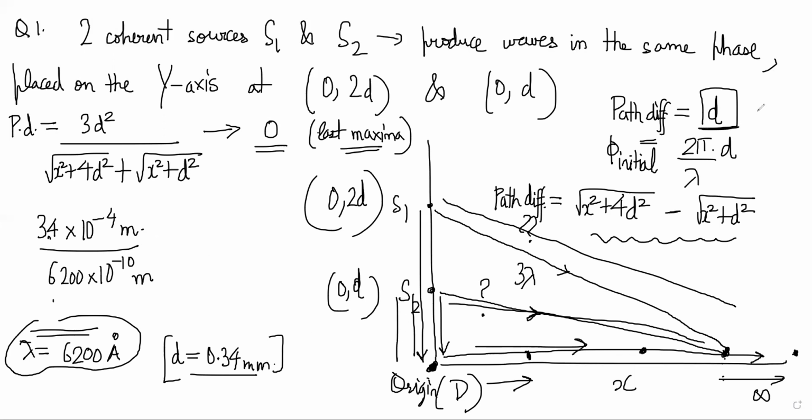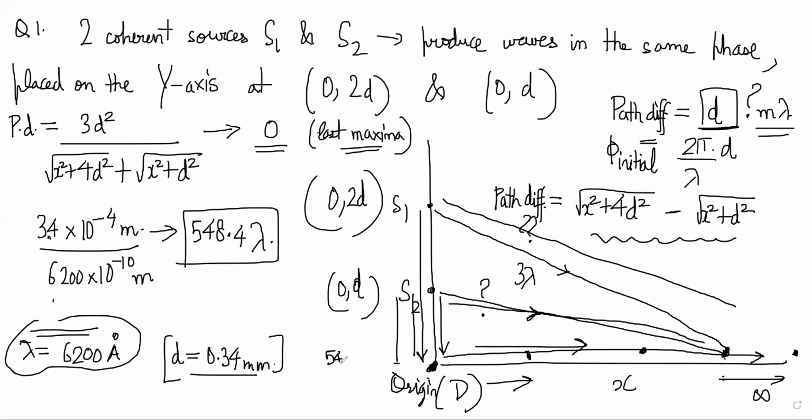D stands for lambda, right? You understand what I'm saying? What multiple of lambda is it? So if you calculate it, this turns out to be 548.4 lambda, right? So that means that here it was 548.4 lambda path difference.